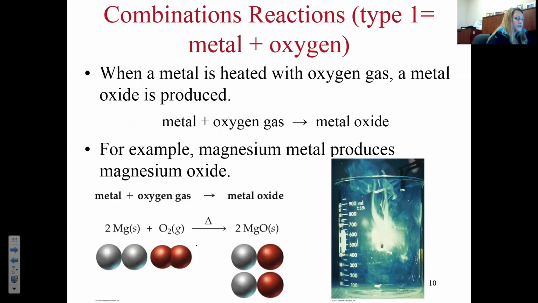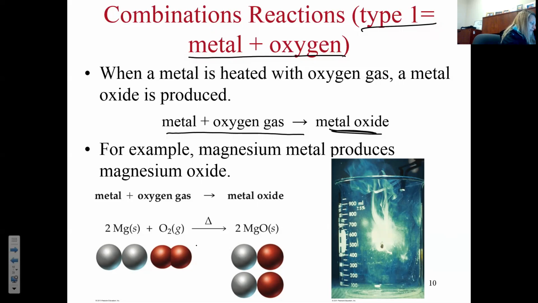Okay, so this is the first one. This is the combination reaction, type 1, where we have a metal and oxygen. Anytime we take a metal and heat it, generally with oxygen gas, we get what we call a metal oxide. A good example of this would be magnesium and oxygen coming together to form magnesium oxide. Anytime you put a metal with oxygen gas, you should end up with some sort of metal oxide at the end. So you should always be able to determine what your end result is.